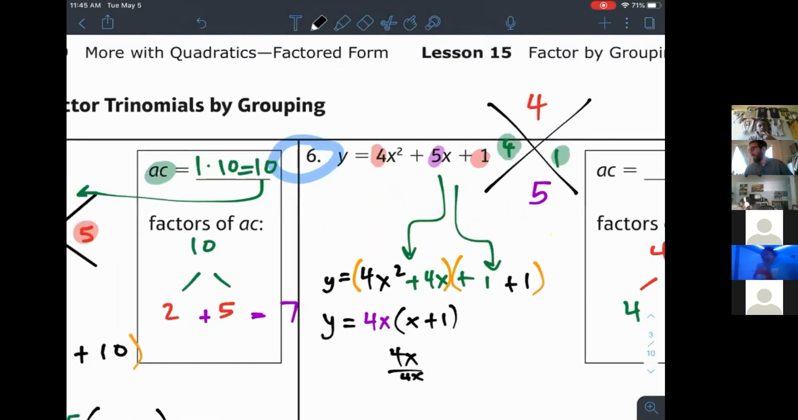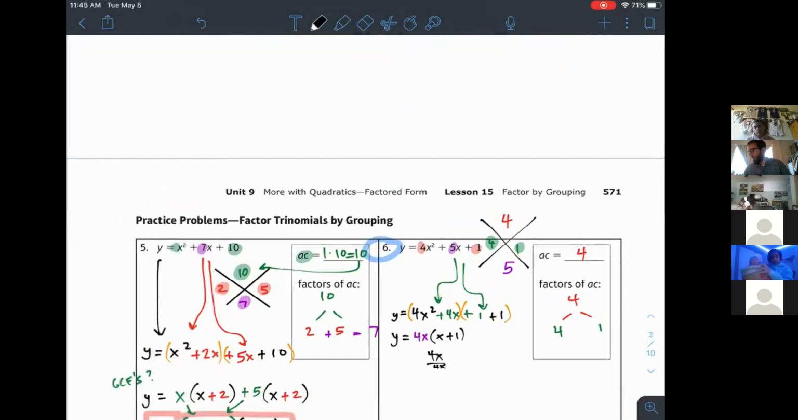We are on number 6 on page 571, y'all. Just a heads up: page 571, number 6.